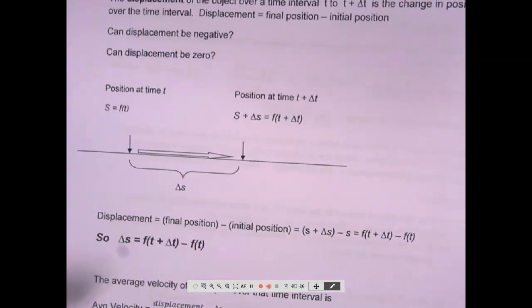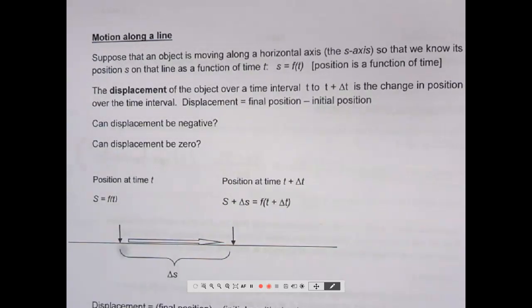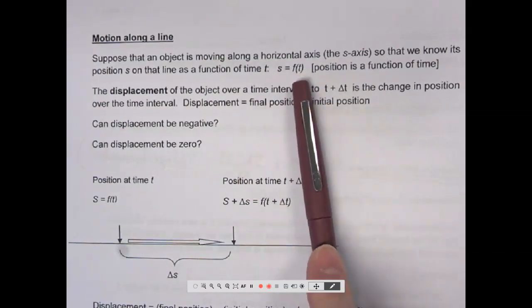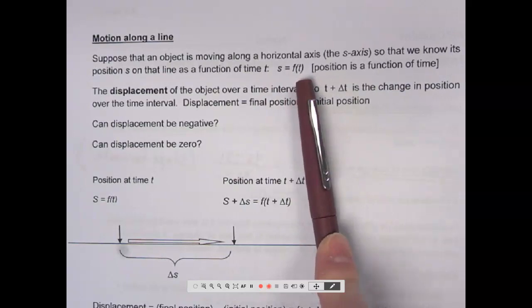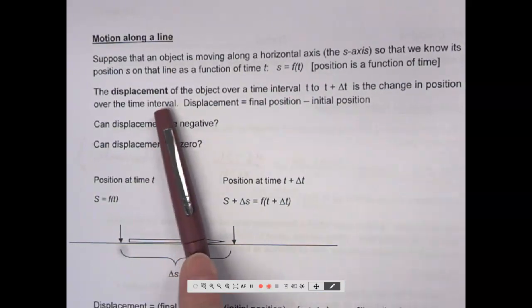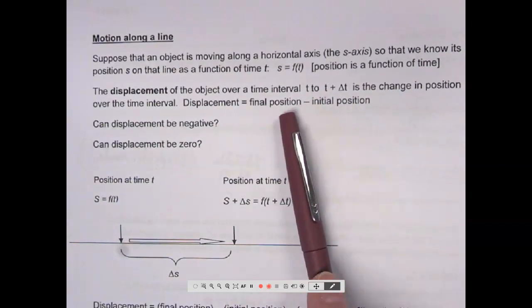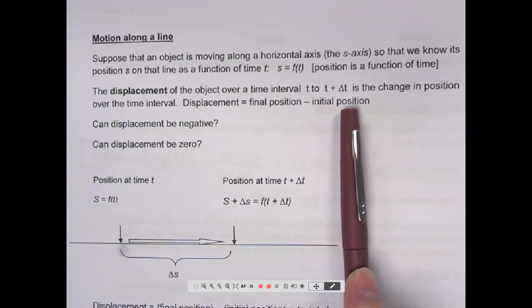Next, motion along a line. Okay, suppose that an object is moving along a horizontal axis. We're going to call it the S-axis, so that we know its position S on that line as a function of time t. S equals f of t, so position is a function of time. The displacement of the object over a time interval t to t plus delta t is the change in position over the time interval. Displacement equals final position minus initial position.